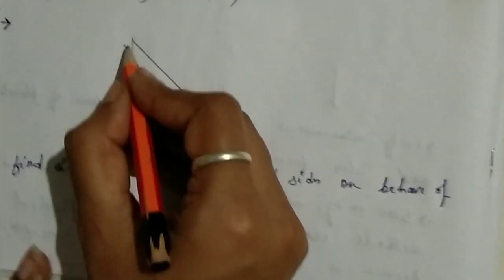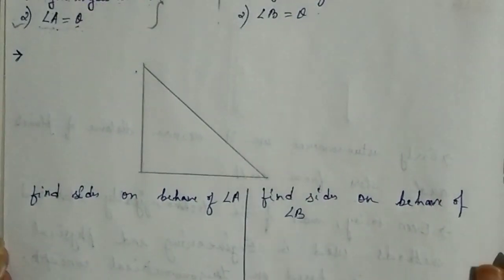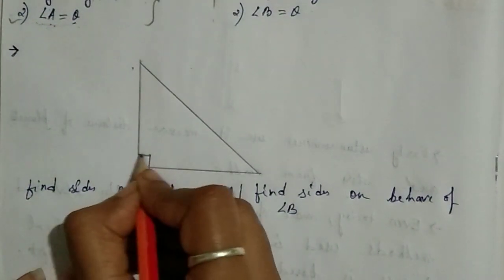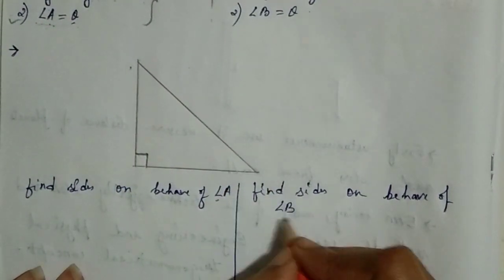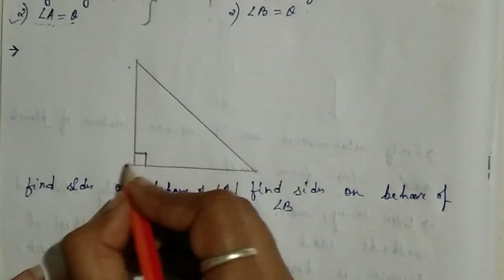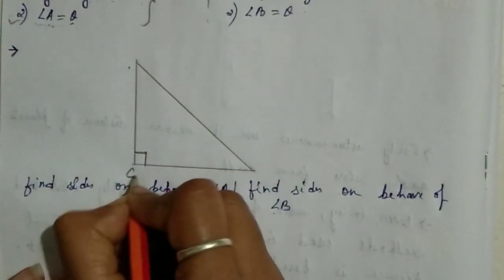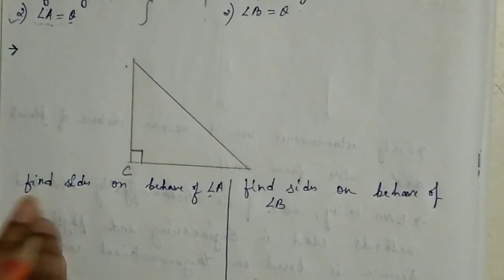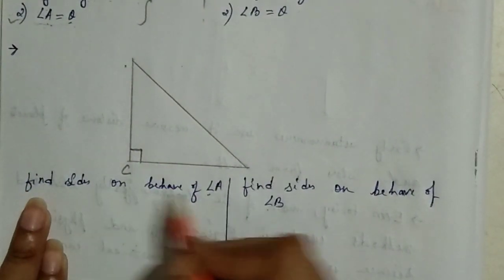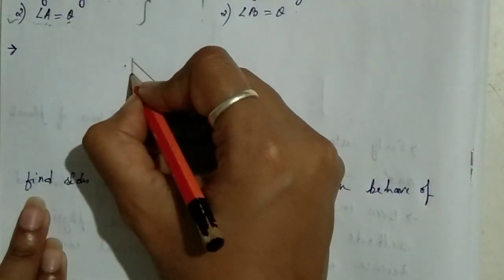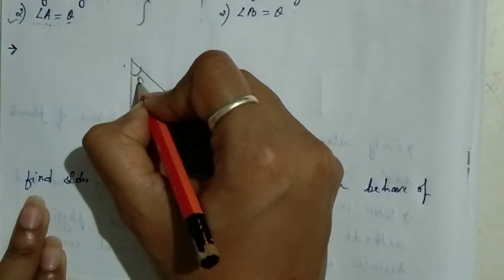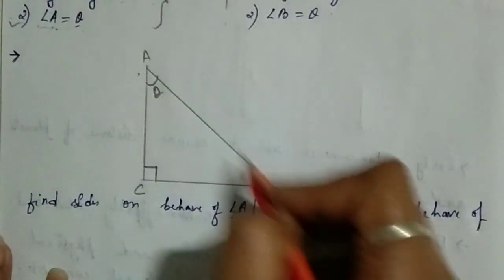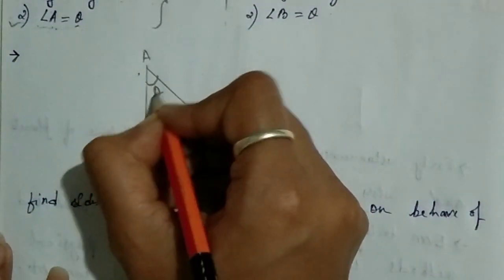From the figure we came to know that this will be 90 degrees. As angle A is given and angle B is already given, we can't name it A or B. Let's name it C. So let it be right angle at C. Now for the first one, what is given? Find the sides on behalf of angle A. Now let us consider this as angle A. Okay, this is theta, this is A. We can consider any one of these, but just for example I have considered this one.